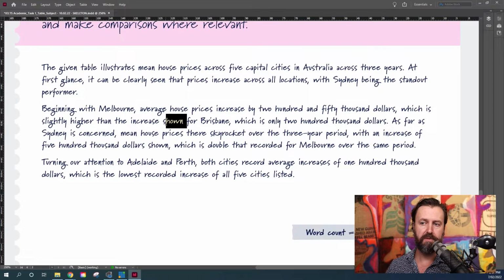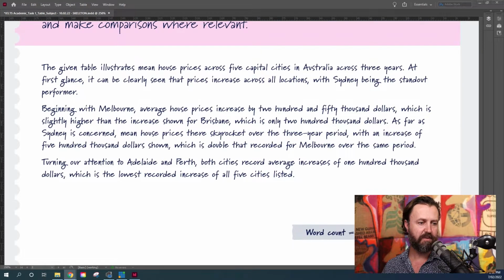For example, shown. The actual grammar here is, which is slightly higher than the increase that is shown for Brisbane, but we can actually cut that down to just say, then the increase shown for Brisbane. We've got Melbourne, focusing with Brisbane. Then we've got Sydney. Then we've got Adelaide and Perth. So it's really important when using English grammar that we use everything available to us, whether it's active grammar or passive grammar, and really get that shown to the examiner.